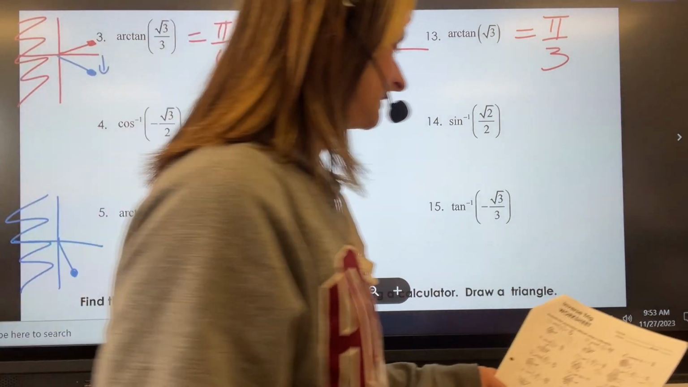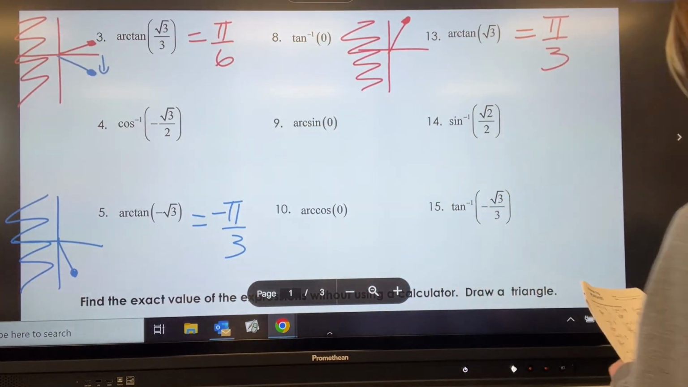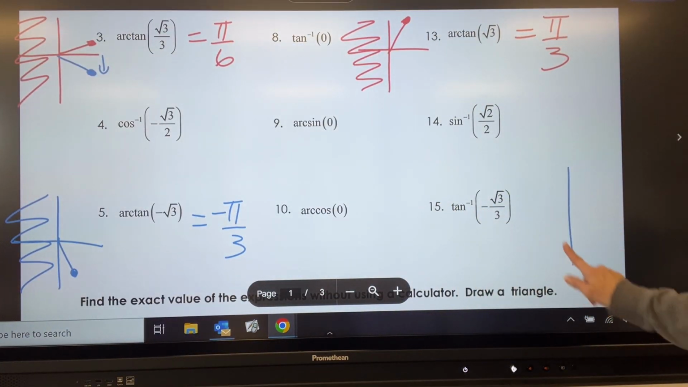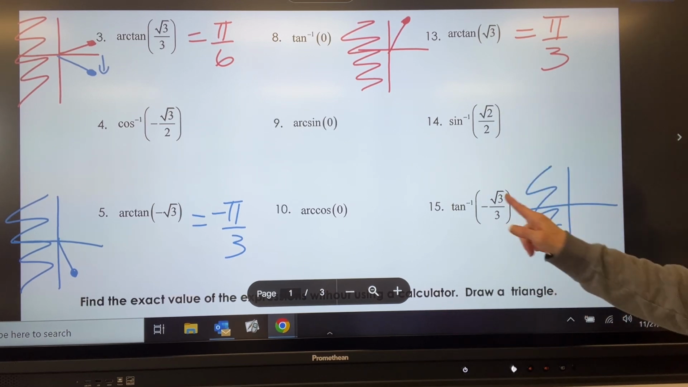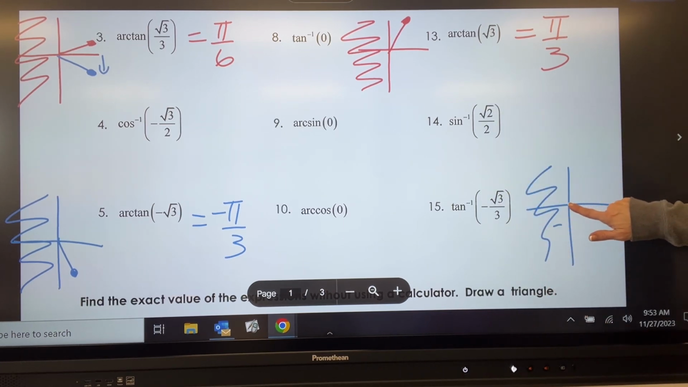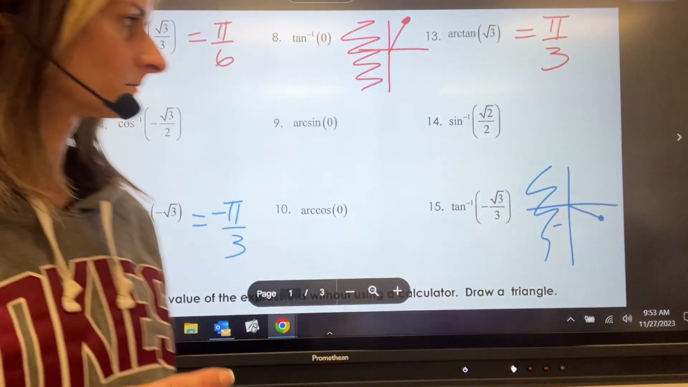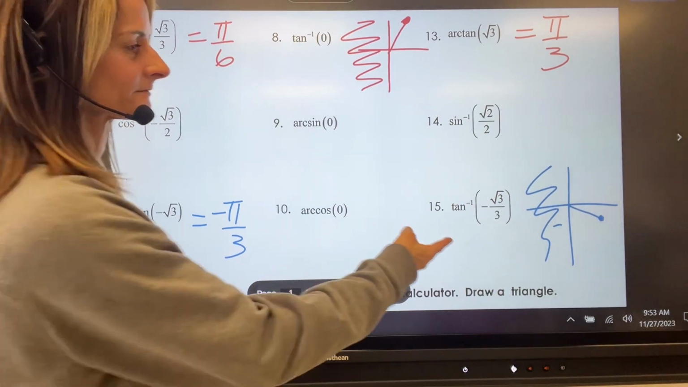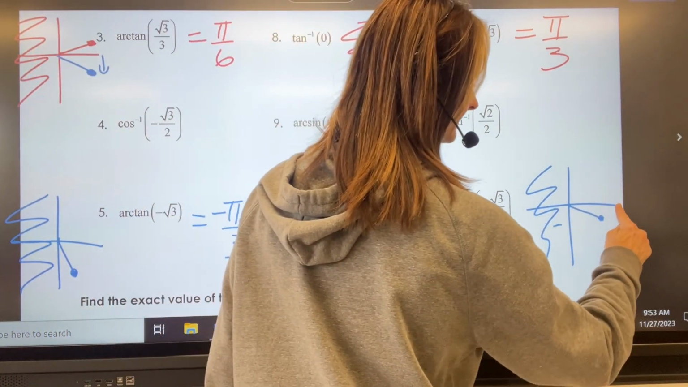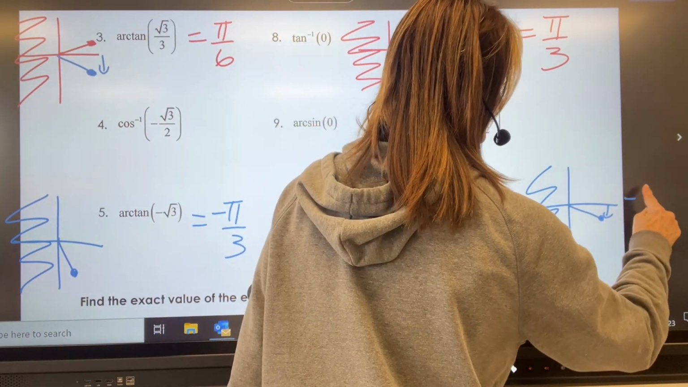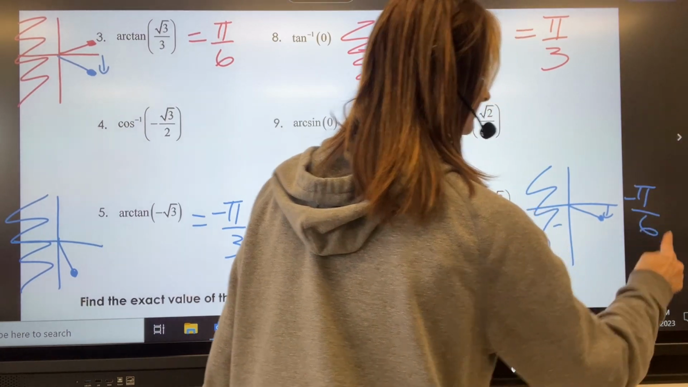And what about 15? Kind of just did this one too. Negative, that's going to be a short angle, not 11 pi over 6. What's that one going to be? Short angle, right, negative pi over 6.